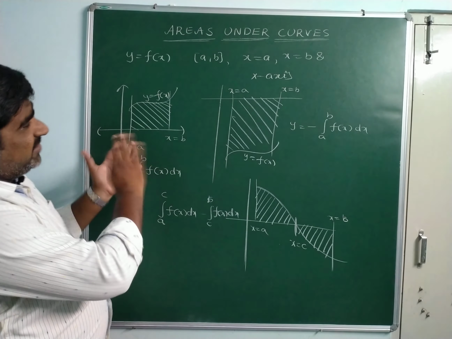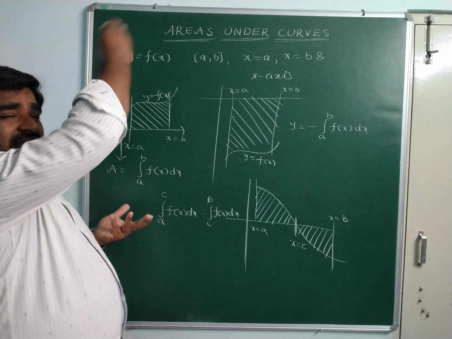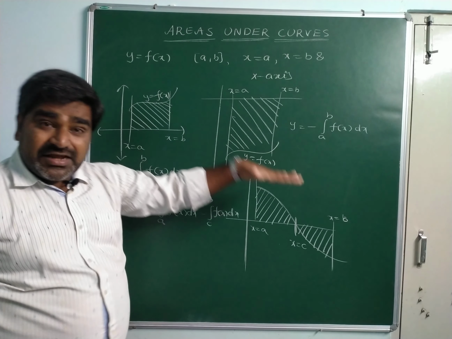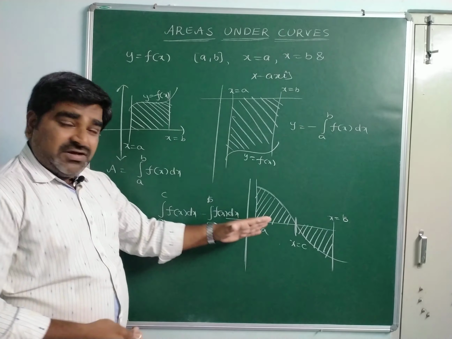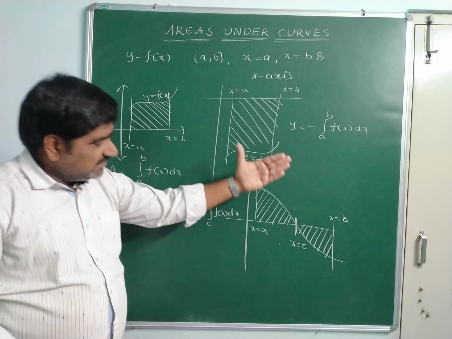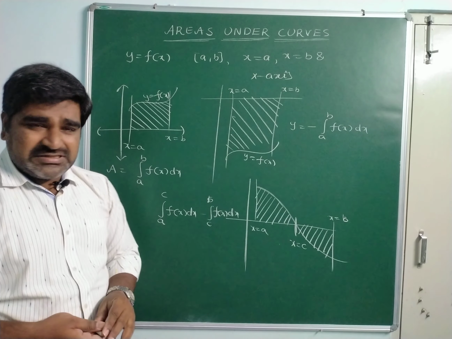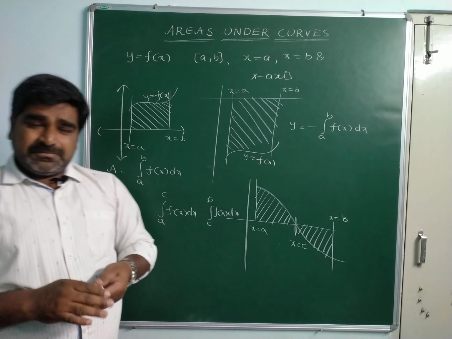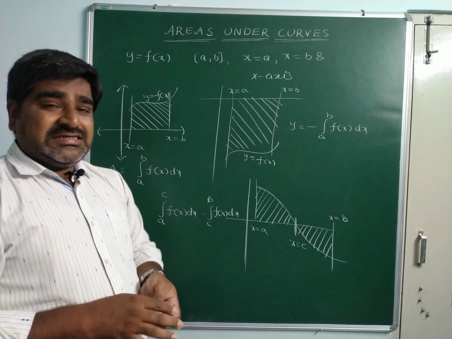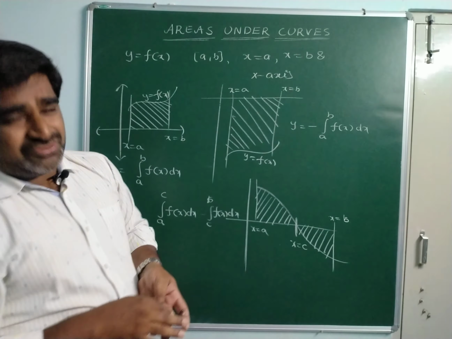In this case, three cases are there. The curve lies entirely above the x-axis, the curve lies entirely below the x-axis, or some part of the curve lies above the x-axis and some part of the curve lies below the x-axis. So these are the three different cases. These three different cases are applicable for the y-axis also.